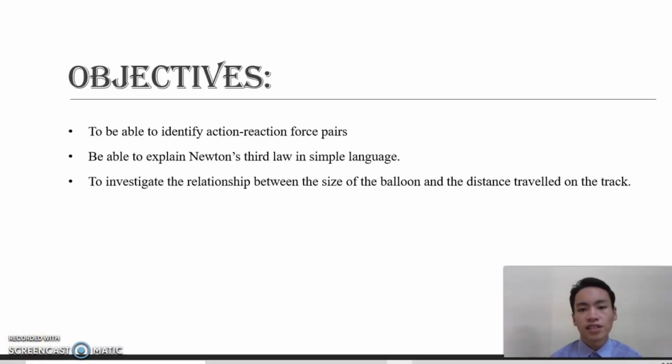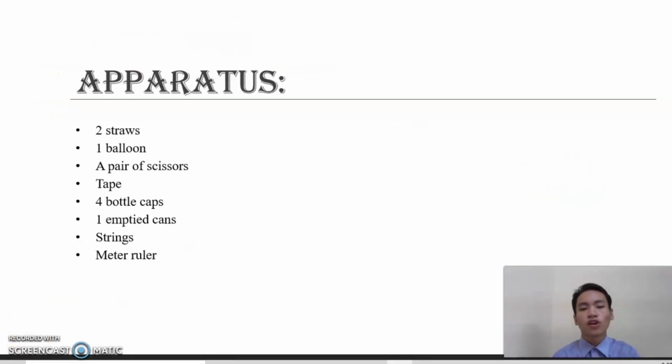Hello everyone, my name is Eldamin Shanis, and today I wanted to present about the objectives, the apparatus, and the methods of the Newton's third law experiment. The first objective is to be able to identify action-reaction force pairs, the second is to be able to explain Newton's third law, and lastly to investigate the relationship between the size of the balloon and the distance traveled on the track. For the apparatus of the experiment, you will need two straws, one balloon, a pair of scissors, a tape, four bottle caps, one empty can, strings, and lastly a meter ruler.